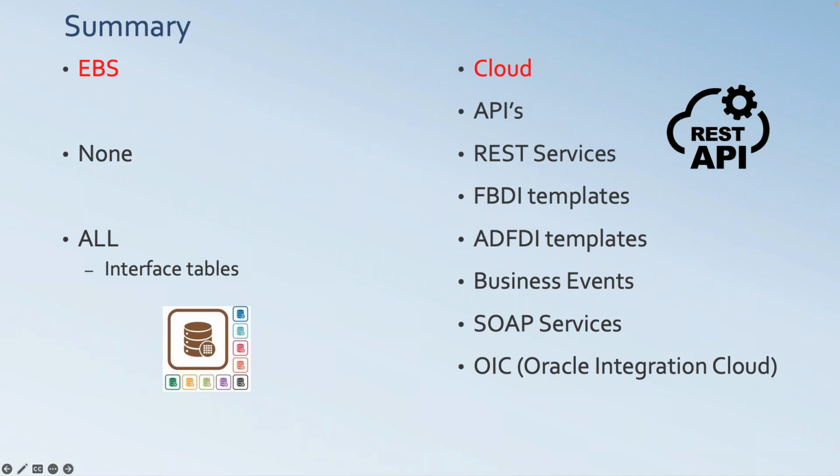services. You have FBDI templates, you have ADFDI templates, you have business events, SOAP services, and then you have the integration cloud. Now, all of this sits on a framework which is called an integration platform. And OIC, the last bullet point here on the right-hand side, is Oracle's service for integration. There are other services that provide this integration platform, and we'll talk briefly about some of them downstream in the next set of slides. But REST APIs and services are what you need to use in the cloud to actually integrate, as opposed to what you could do.